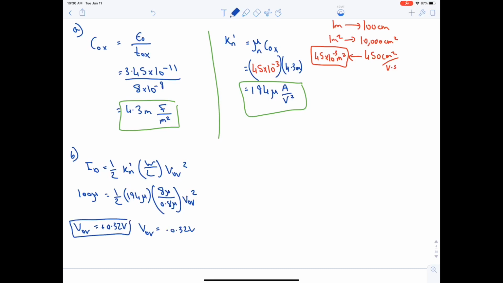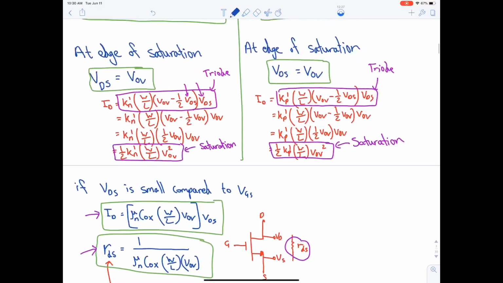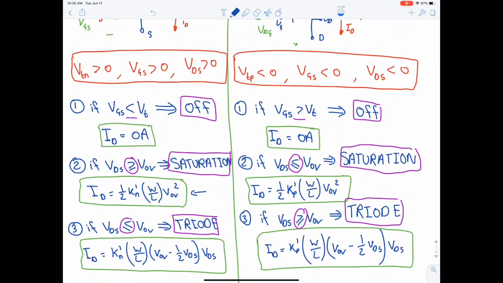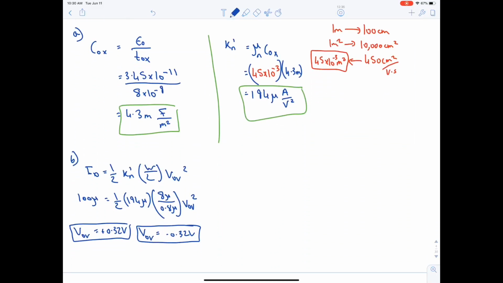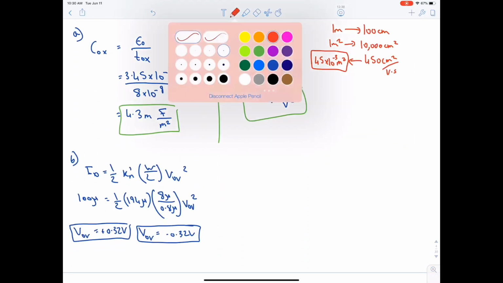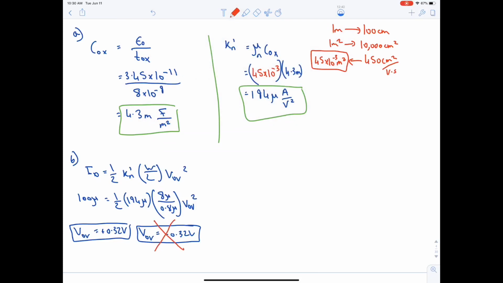Now we have two values, but we have to pick only one. Which value is the valid one? Actually, we said that in NMOS all the voltage drops are positive, so we have to pick the positive number and neglect the negative number. Okay? Pick the positive and neglect the negative. So this is our answer for VOV.